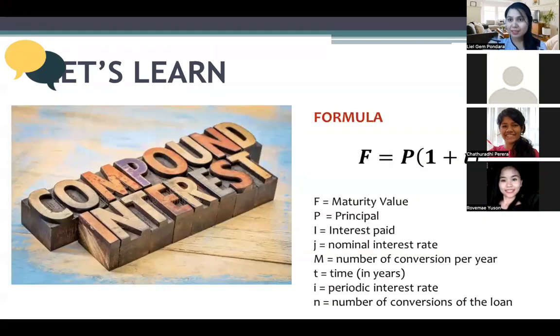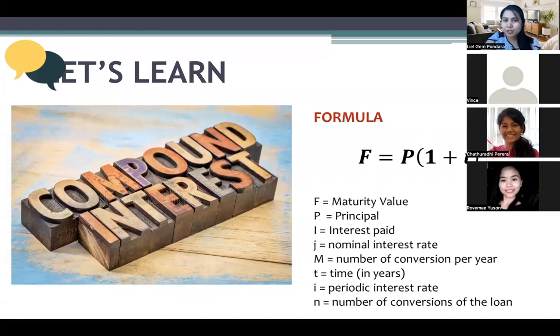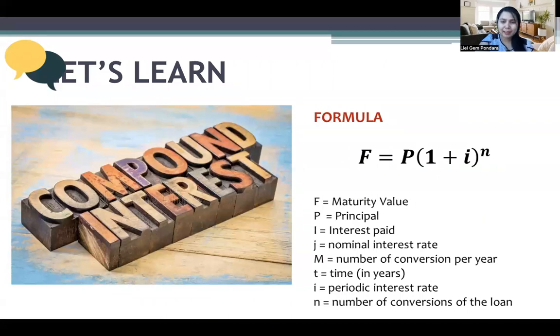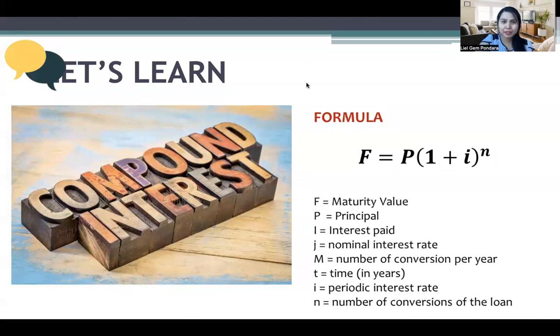Yes, ma'am. Thank you. Now, in the next one, we are going to compute for the principal. I keep on telling you again and again that I don't want too many formulas. So we'll still base on this formula. But if you want to make some derivation of this formula, you can also do that.